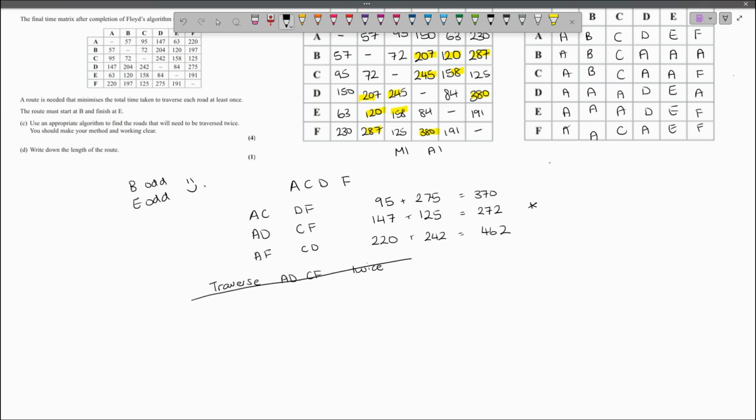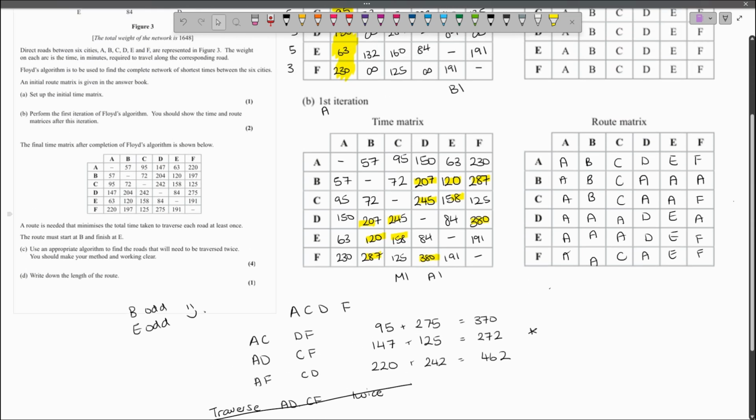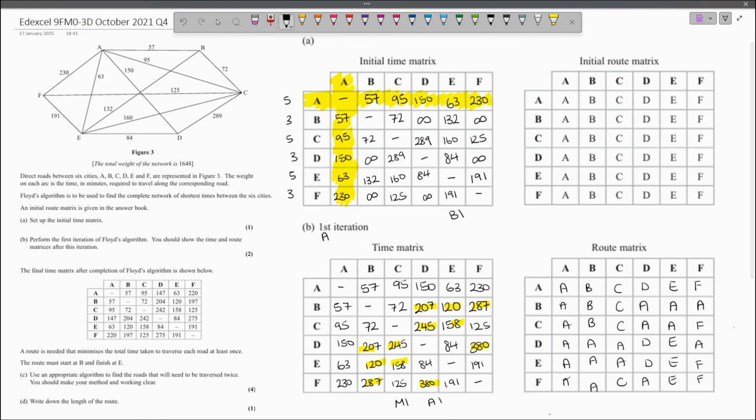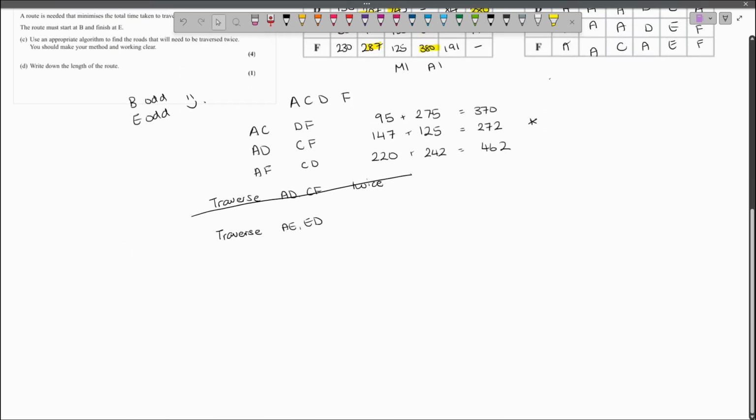So instead of this statement here, I need to traverse, sorry, not AD, I need to traverse AE and ED twice, and then I need to consider CF. CF needs to be 125, and actually CF is 125, so that can just be traversed twice. That is an edge. So I need to traverse these three edges twice.